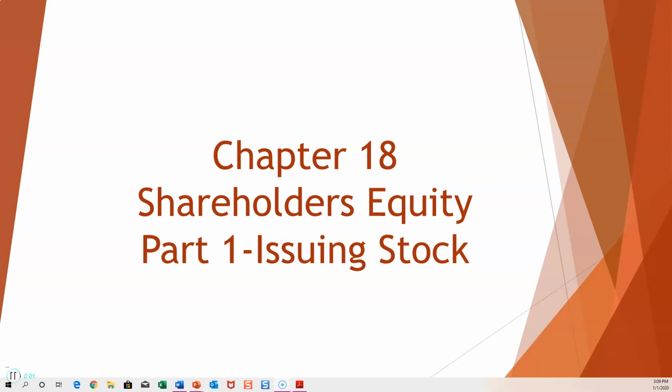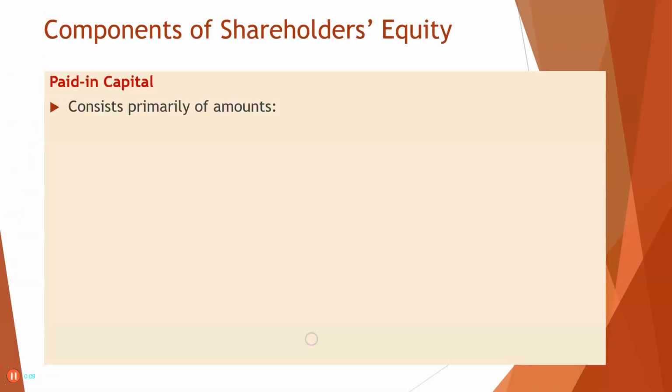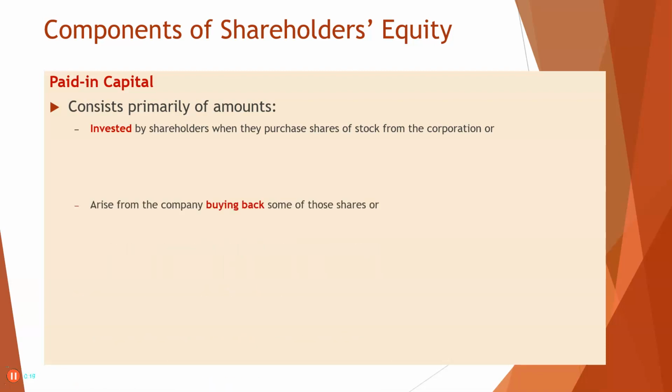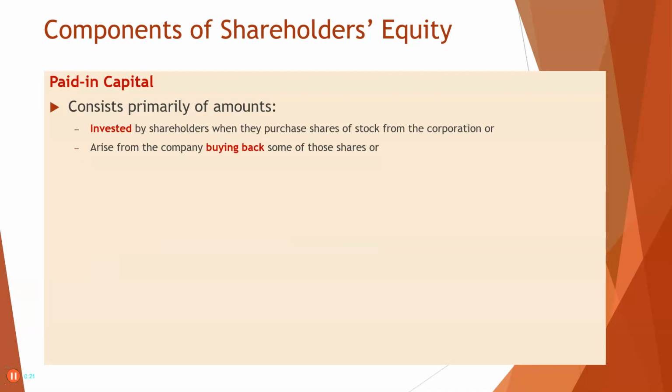Chapter 18, Part 1, Shareholders' Equity, and we're going to talk today about issuing stock. So, what is paid-in capital? It consists primarily of amounts invested by shareholders when they purchase the shares of stock, and they arise from the company buying back some of those shares, and from share-based compensation activities. So, that's what it is.